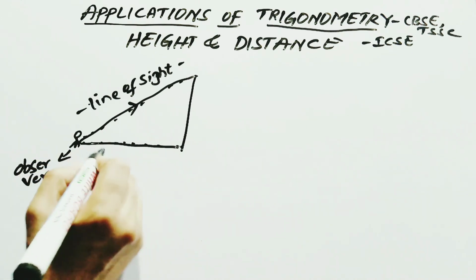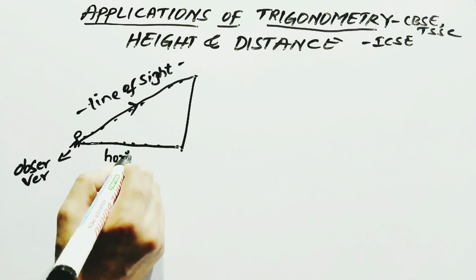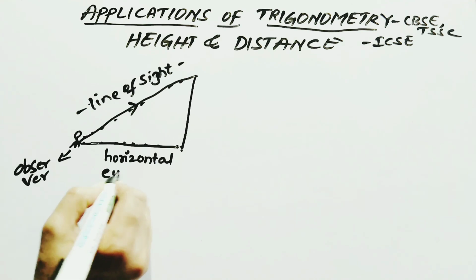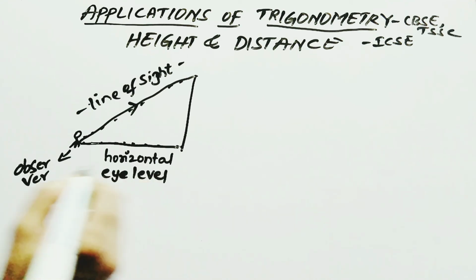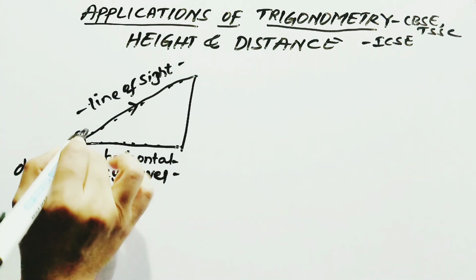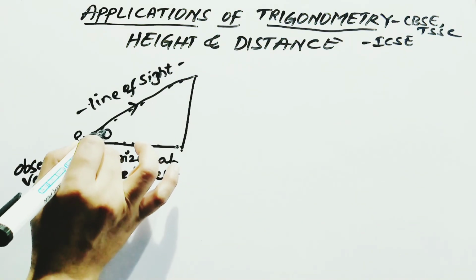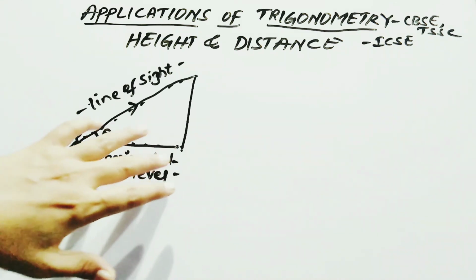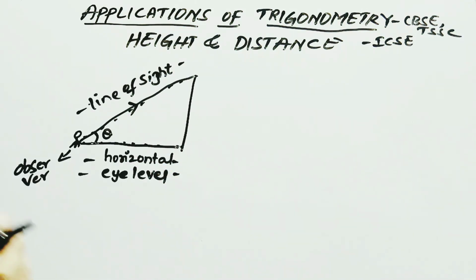This line is called the horizontal line, or you can say this is the eye level. If a person is seeing the top of the building, one angle will be formed. With the help of that angle, you can easily find out the height and the distance between the observer and the tower. What is the height and distance of a tower? You can easily find out.